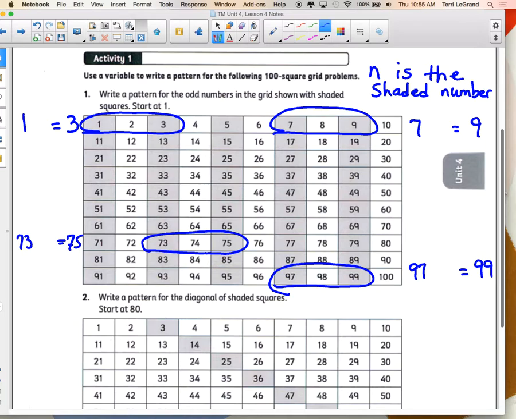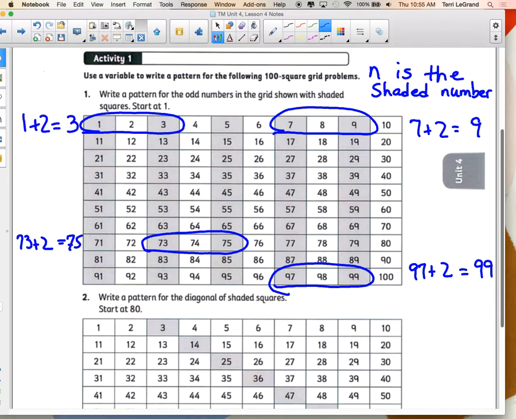So now what's the algebraic pattern that's going on? In other words, what's happening in this table? What do you do to the shaded number to get the next shaded number? Hakia? Add 2. So I'm going to see if it works with all of mine. 1 plus 2, that's 3. 73 plus 2, yep, that's 75. 7 plus 2, sure thing, that's 9. 97 plus 2, that's 99. Does it work for all of yours? Is that what you got?